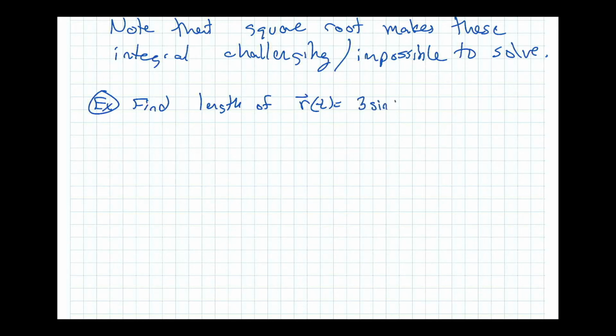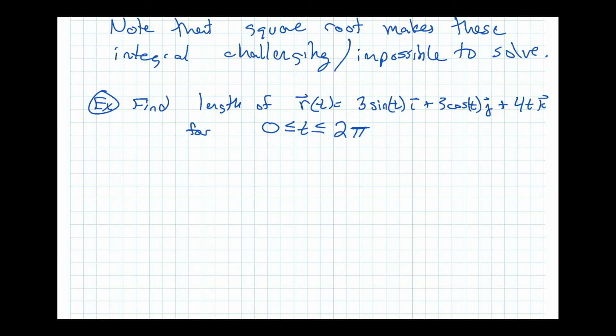3 sine t i plus 3 cosine t j plus 4t k. And we need a region too. So find the length of that for t between two t values. And let's just go 0 to 2 pi.